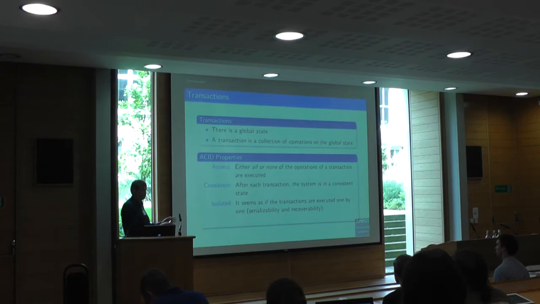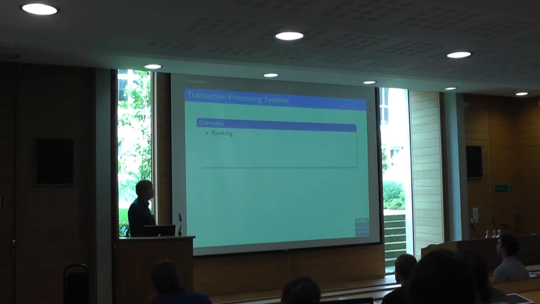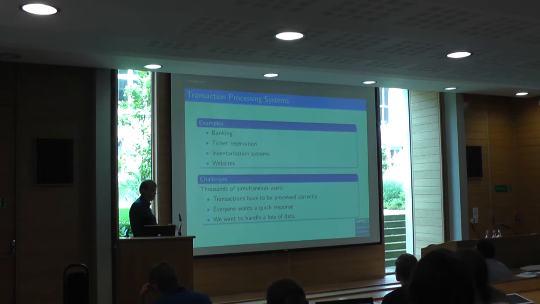And once we execute a transaction, the effects have to be durable. It means that if the system crashes, we also want the effects to be durable, so we have to do something about that. Some examples of transaction processing systems are banking, reservation, authorization, and websites like eBay or sites like that.